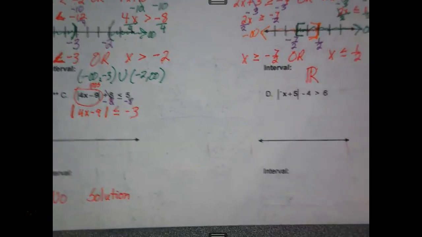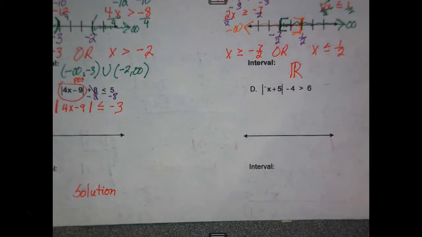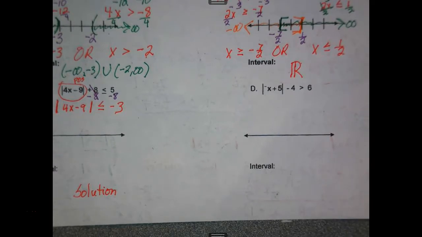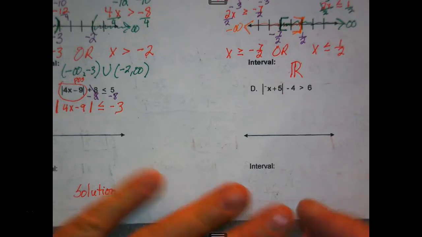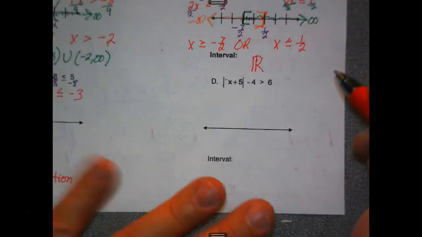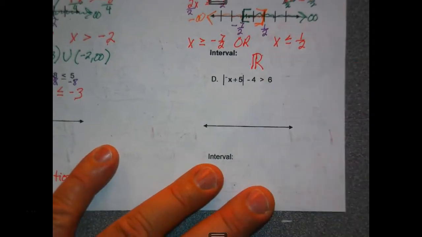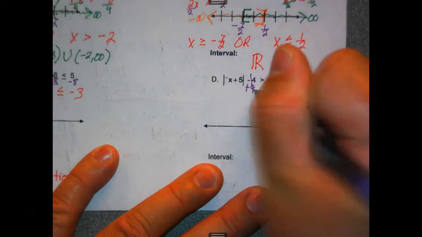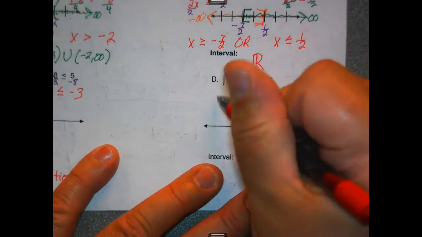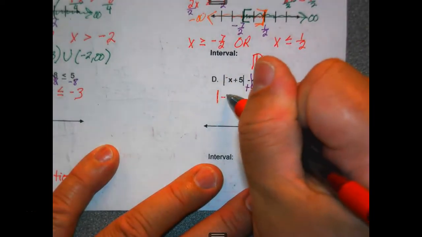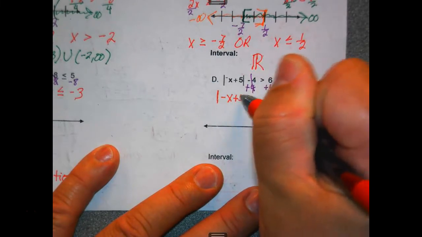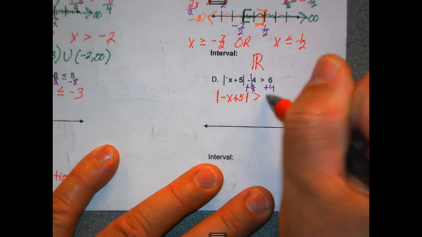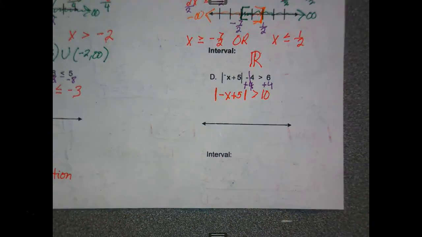And D, do we need to do D? You guys had enough of me? Oh, you shouldn't leave it unanswered. That means I'm going to do it. Add 4 to both sides. I get the absolute value of -x plus 5. It's going to be greater than 10. I don't see anything unusual about this.